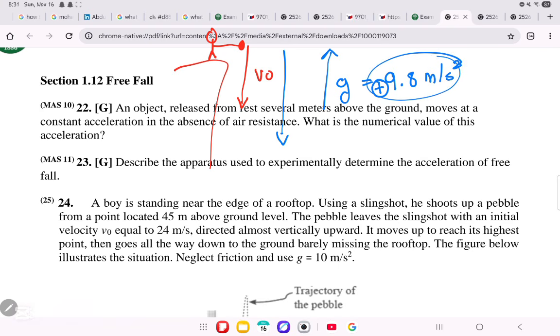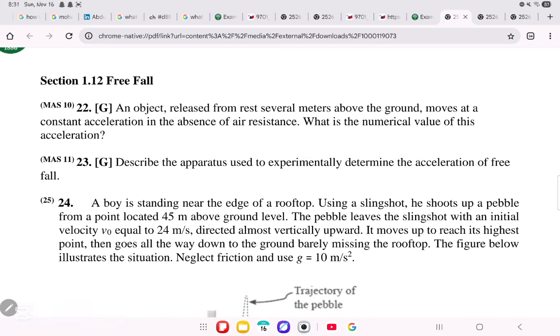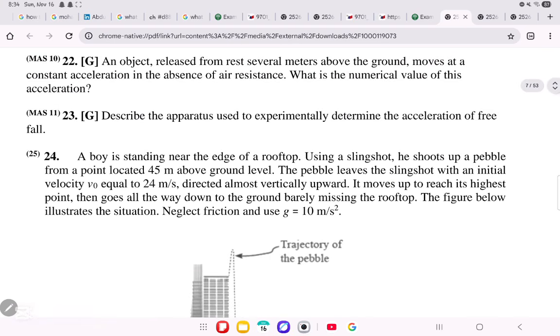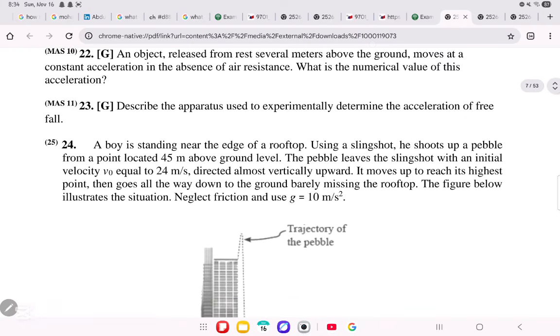Now, question 23. Okay, this is a very important question. It's a grid question and it might come in the final. Describe the apparatus used to experimentally determine the acceleration of free fall. What apparatus do we need? We need a steel ball.